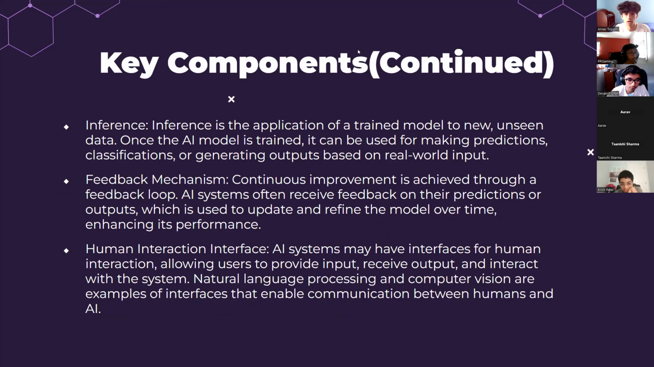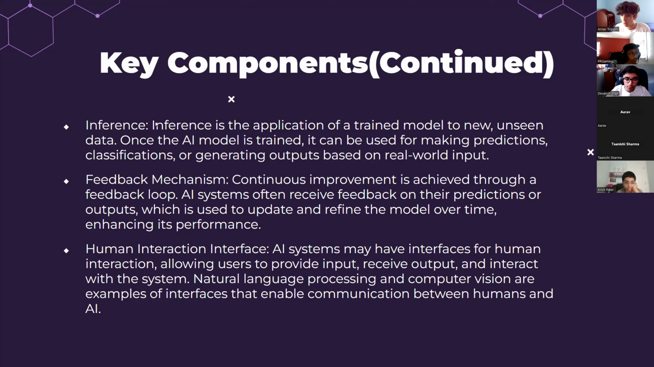Inference is the application of a trained model to new unseen data. So once the AI model is trained, it can be used for making predictions, classifications, or generating outputs based on real-world input. So you can think about inference like in English class, how you infer what's going to happen next in a story. AI is essentially the same thing. It makes an inference on what the user wants.